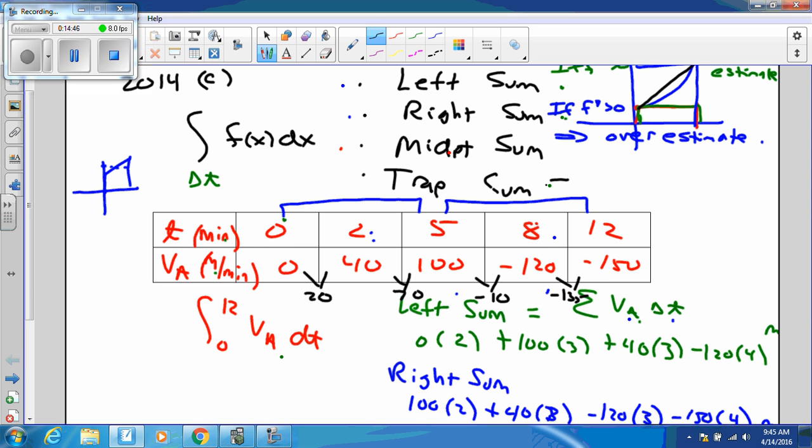So this guy right here, f double prime is greater than 0, and then we have the trapezoidal sum is an overestimate. So notice that the left and the right sum look at the sign of f prime to determine whether we're over or underestimating. The trapezoidal sum takes a look at f double prime. And that is also reflected in the error-bound formula for the trapezoidal rule.